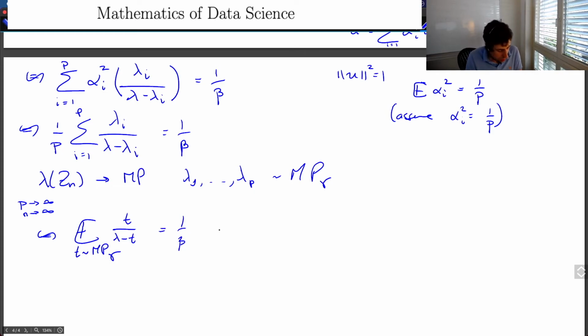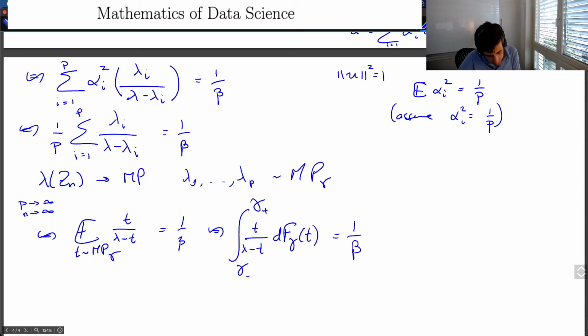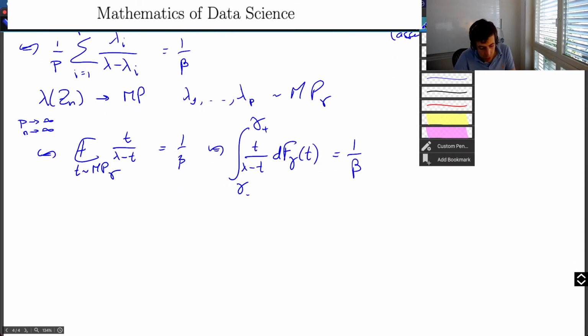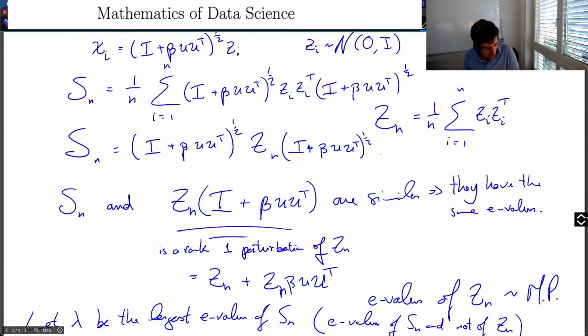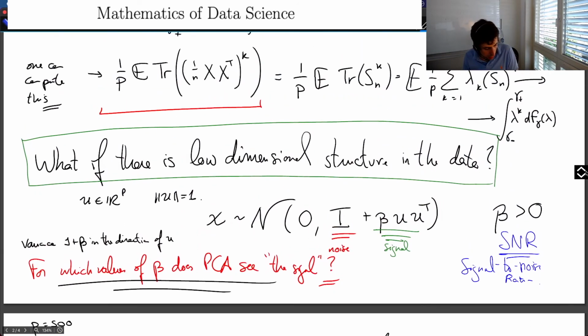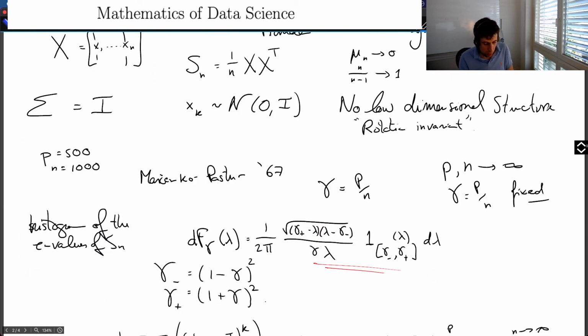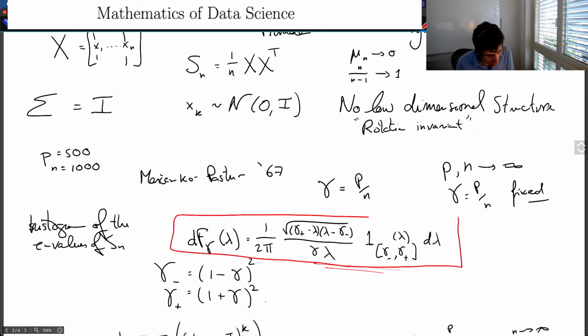Now this we can compute, because this is just the integral from the bottom of the Marchenko-Pastur to the top of t over lambda minus t, d F gamma of t, equals 1 over beta. Now we have this complicated integral, but we know we had it from before. It's given by the integral over here. We just have to compute this integral.